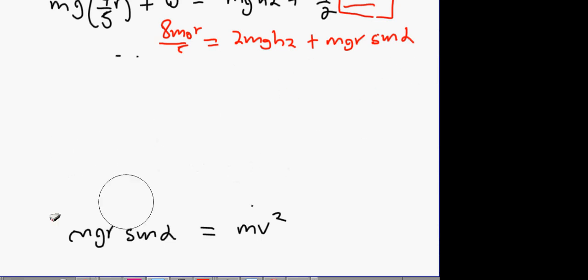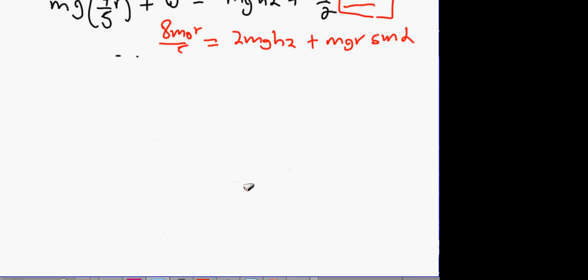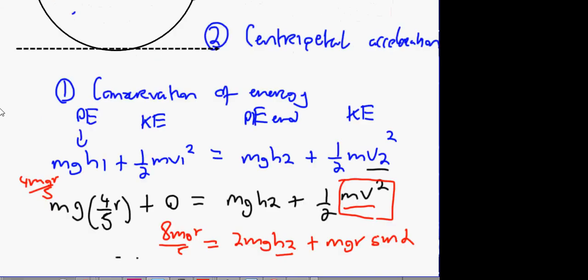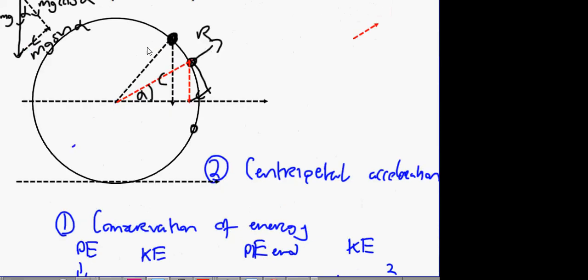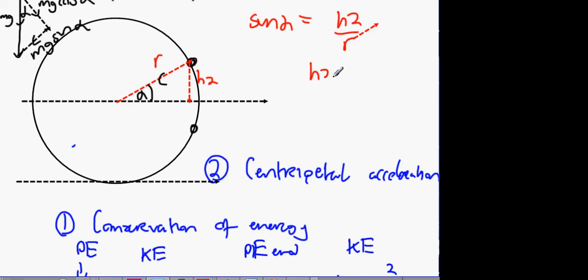Now look at this. h2, if I just get rid of all this here, this is h2. Look, h2 is the red line going directly downwards. Okay? This is R. Sine alpha equals h2 over R. h2 equals R sine alpha. That now gets rid of h2 and puts it in terms of the other variable in the equation. Okay? So what we're going to get is that's 8 mgr over 5.